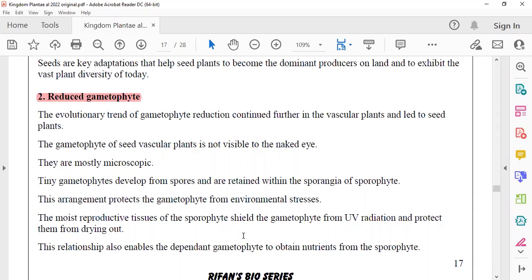And on one side she is okay. She doesn't need to do any photosynthesis. She doesn't need to earn anything. Correct? Everything is provided by the sporophyte. What is the purpose of the gametophyte? Producing the gametes, fertilizing them, zygote development. That's all; that is the role she has to play.